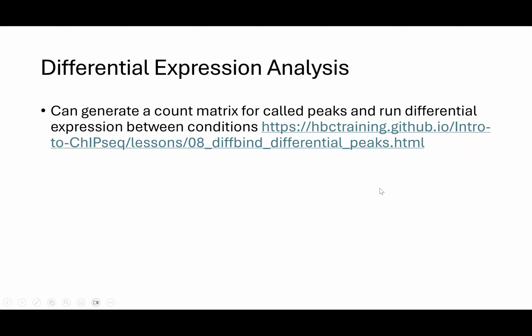It's a differential expression algorithm that's developed for ChIP-seq, but a lot of people also just use DESeq2 or EdgeR or whatever they like for RNA-seq. It doesn't actually really make much difference.